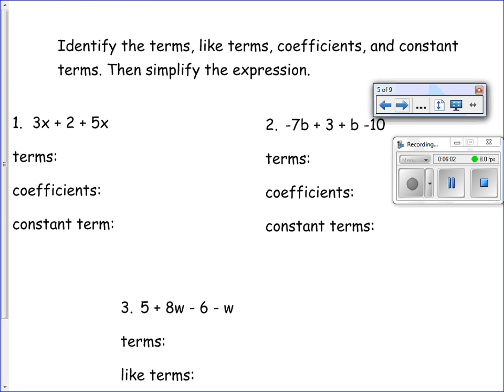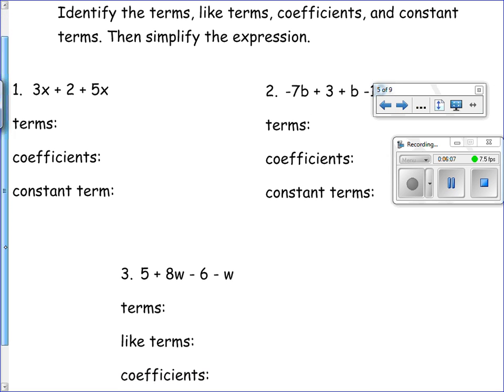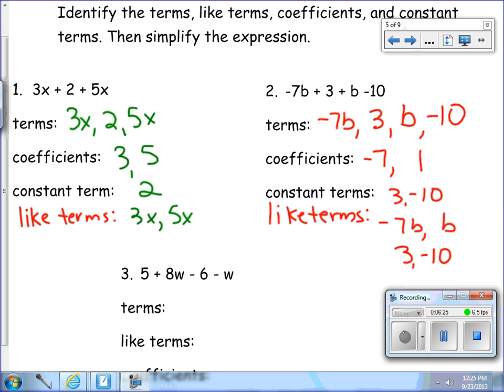In these next 3 examples, we're going to identify the terms, the coefficients, and the constant terms. You're asked just to simplify it. I need you to add like terms in number 1 and 2. Okay, so in example 1, our terms are 3x, 2, and 5x. The coefficients are 3 and 5. The constant term is 2. The like terms are 3x and 5x.